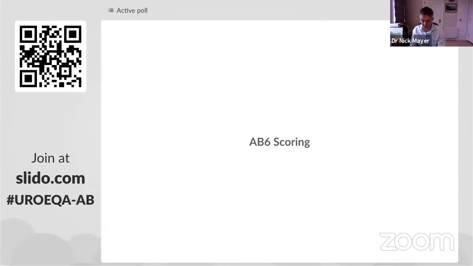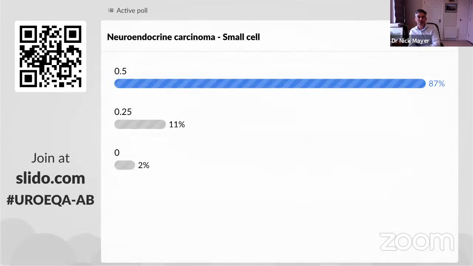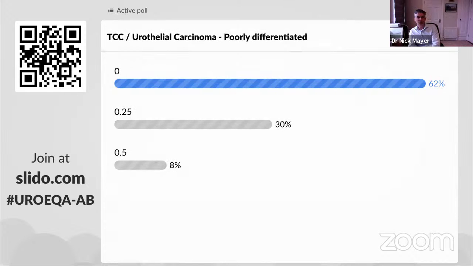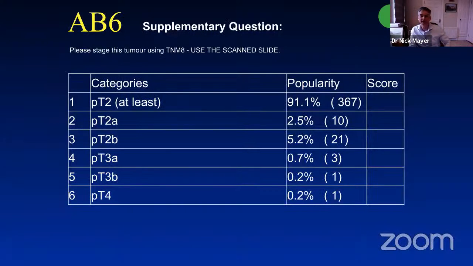Okay, we're just over 130, so let's see what we've got. So TCC with small cell 0, so that's full marks, 0.5. Neuroendocrine small cell 0.5 full marks, neuroendocrine full marks, and large cell neuroendocrine full marks. So I think we've poorly diff 0, urothelial carcinoma NOS 0, and paraganglioma 0, and the sarcomatoid is a trainee, I think. And on to the second part of this question, the staging.